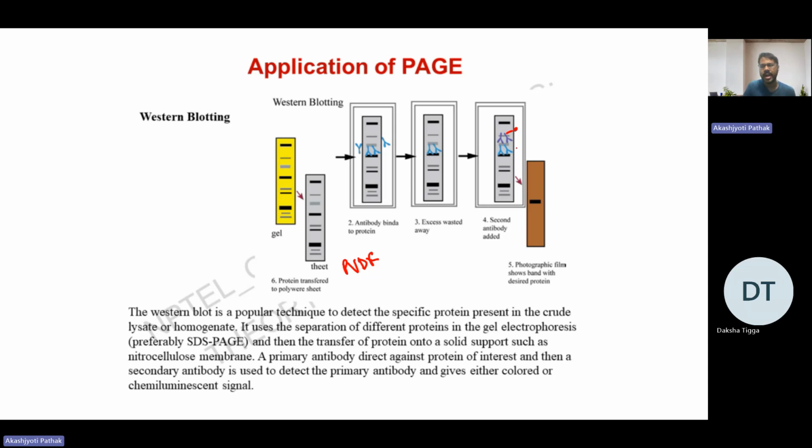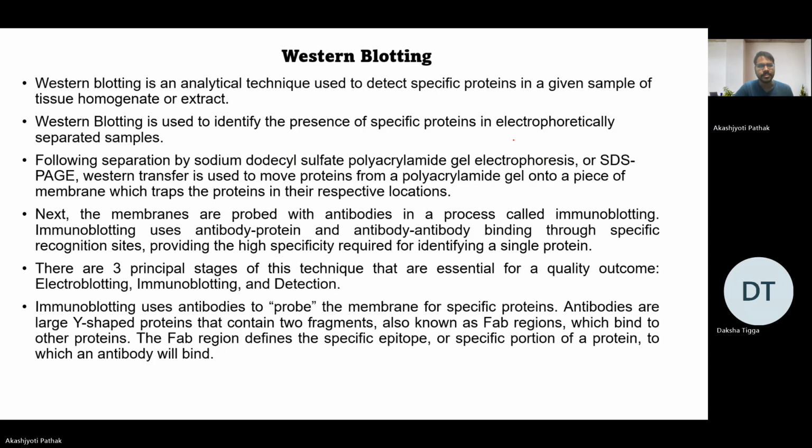Okay. So only the protein against which you have used the antibody, only that band will be visible. The other bands will not be visible. So it is an analytical technique. If you want to identify the presence of a specific protein in a separated sample, then you can do Western blotting.